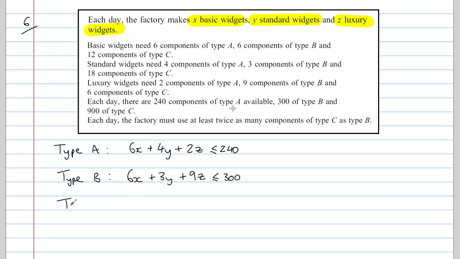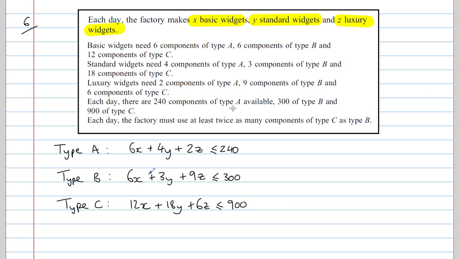For type C components, for a basic widget we need 12, so that will be 12x. For a standard widget we need 18 components, so plus 18y. And for a luxury widget we need 6 components, so plus 6z. And that must be less than or equal to 900, which is the total.